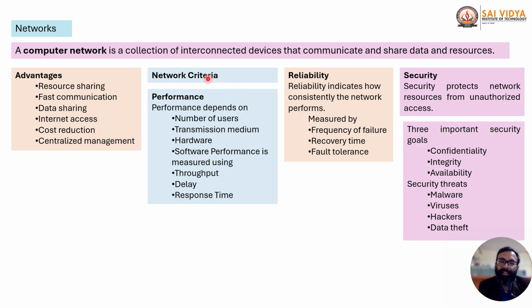So what are the network criteria? Performance, reliability, security and the importance of security goals. So this slide tells about the network criteria and the importance of security goals, that is confidentiality, integrity and availability. What types of threats are you going to observe when you are transmitting data in computer networks? That is attack by malware or viruses or hackers, or data theft. So that is why we are supposed to use a reliable network with multiple security layers.